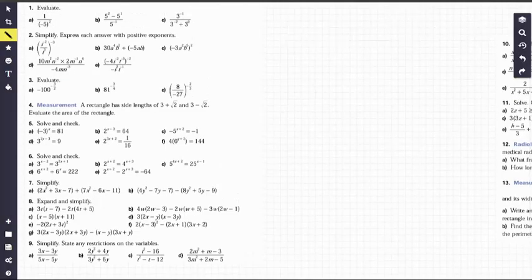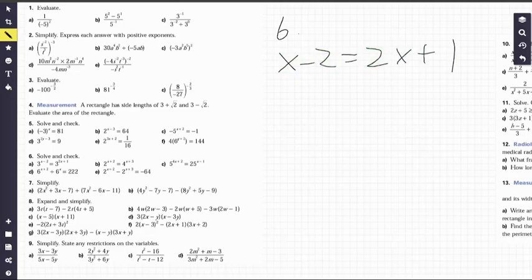Now let's do number 6. They're solving and checking. So for question number 3A, it's literally just a simple system. Move the x to one side, move the 1 to the other side, x equals -3. I'm not checking, you can check it, but it depends on you. And then 2 to the x plus 2.